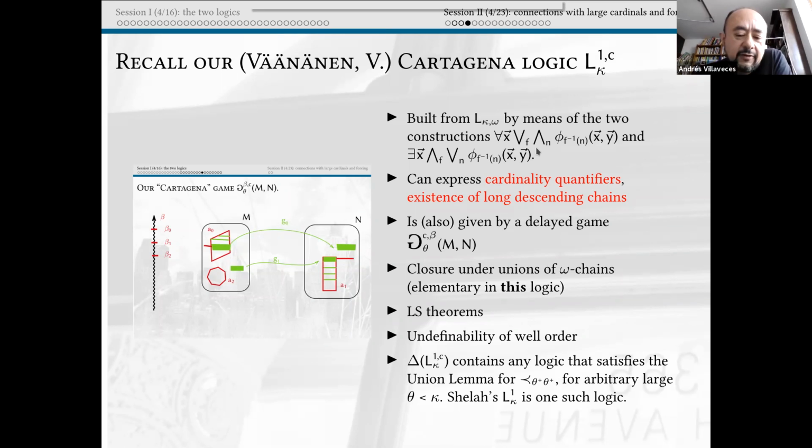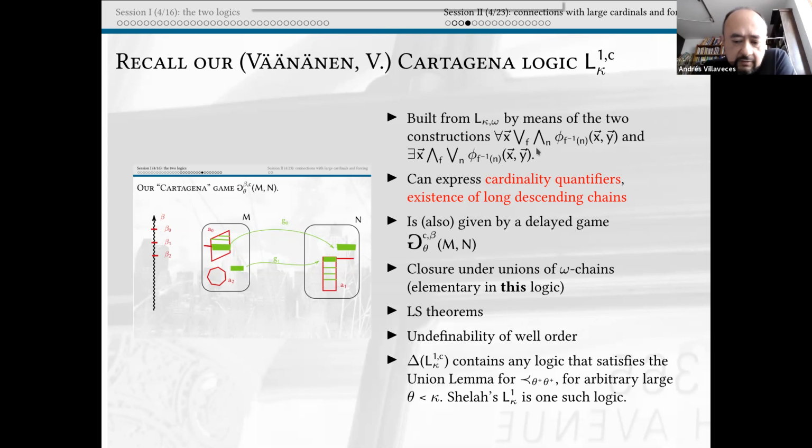Of course, it will have undefinability of well order, but of course, once you compare it with the SHELAH logic, since it is weaker than the SHELAH logic, if the larger logic cannot define well order, the smaller logic will not be able to do that either. But the connection between the two logics is this delta operator that I defined last time. That is, the delta closure of this nice logic is the SHELAH logic.